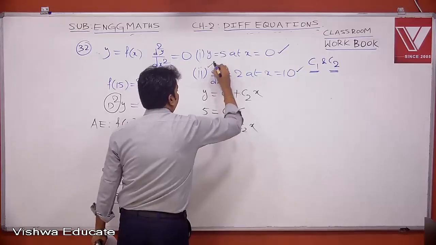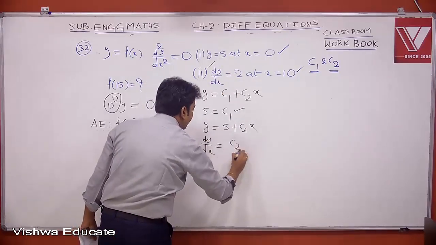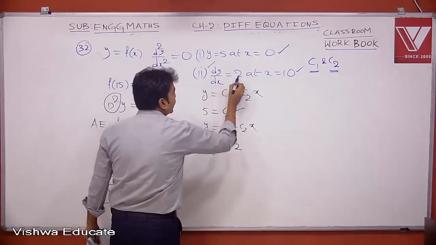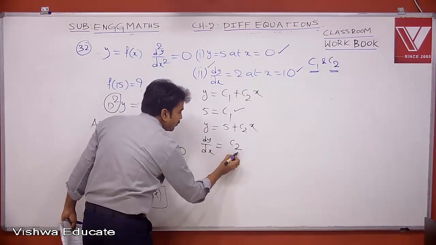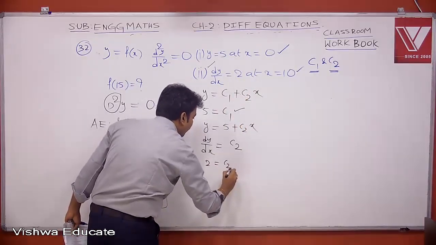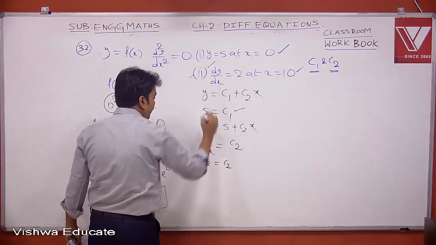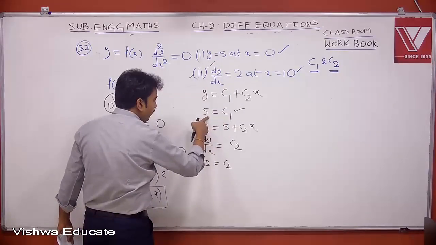The second boundary condition is this. Here dy by dx is c2. Here dy by dx is 2 when x is 10, but there is no x on the right-hand side. Therefore dy by dx is 2, that is, the c2 value is 2. I have applied the second boundary condition to get c2. When I applied the first boundary condition, I got c1 equal to 5.